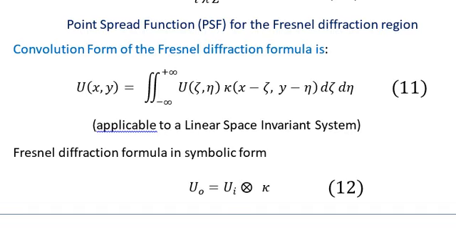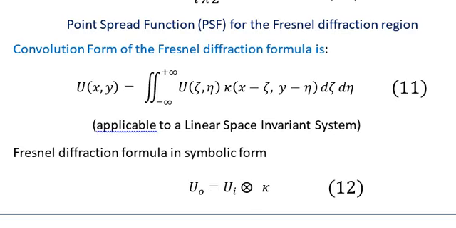If you recall the calculus, you will find that this integral on the right hand side is nothing but the convolution integral. So we can write it in the symbolic form for the convolution, which is given in equation number 12. The Fresnel diffraction formula, that is equation number 11 written in symbolic form, is given by equation number 12. So u naught is equal to ui convolved with kappa. Ui stands for the field at the input, which is u of zeta and eta, and u naught is the field at the output, which is the point of observation p naught, convolved with the kappa. So this is the symbolic form of equation number 11.